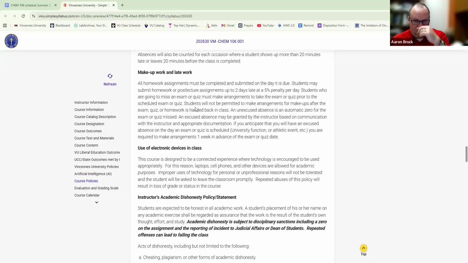As far as makeup work is concerned, all of your assignments are available at any time. If for some reason you need to complete them late, if you can't make the deadline, the penalty is 5% per day for up to 2 days. In the normal semester, that's a little bit longer, but because we are moving so fast, there really isn't a whole lot of wiggle room for that.